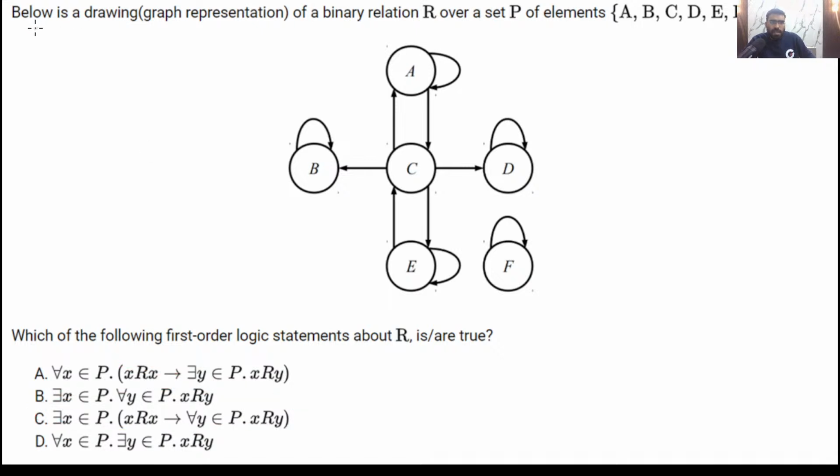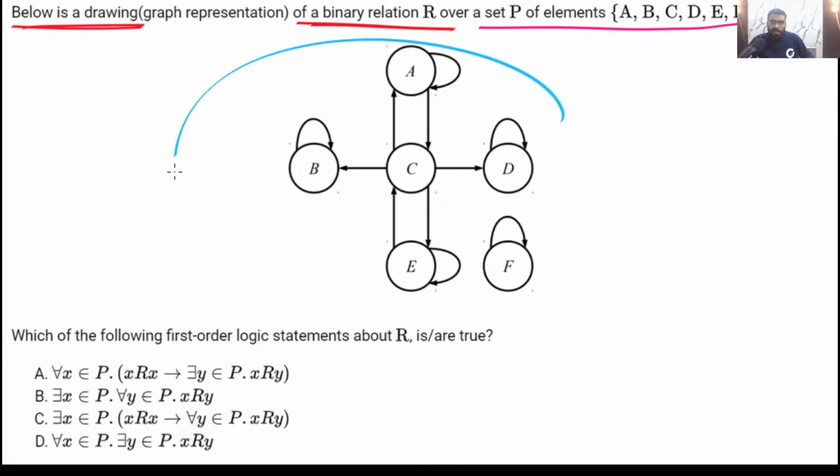You can see below is a graph representation of a binary relation R over a set of elements A, B, C, D, E, F. So the set of elements is given to you, A, B, C, D, E, F, and this is a diagram representation of the binary relation R on these elements. Is this clear?